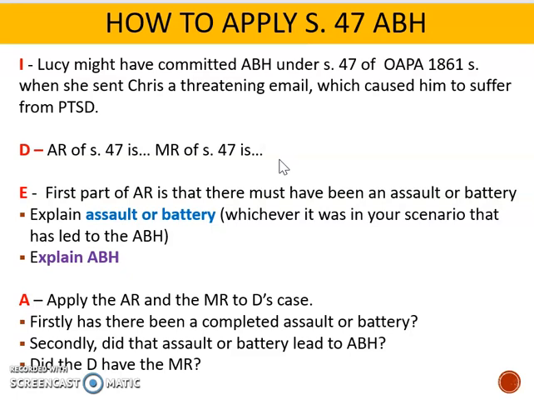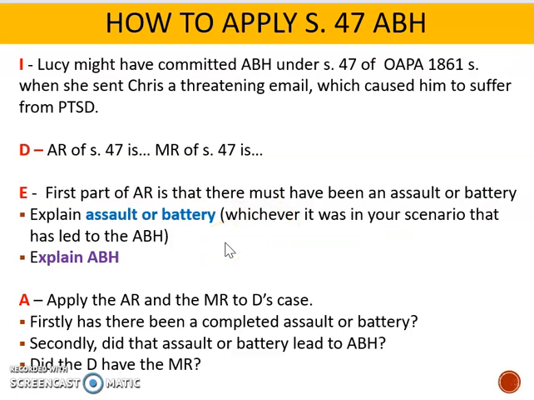Now this is where it gets a little bit harder when you go into your E, your explanation, because for the actus reus of section 47, you need an assault or a battery, which then caused ABH. So in your E, you need to start by saying the first part of the actus reus is there must have been an assault or battery. And you need to explain all of the law on assault or battery here. Now you pick whichever it was in your scenario that has led to the ABH.